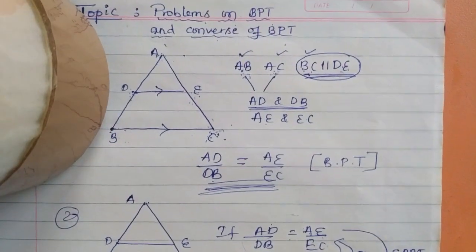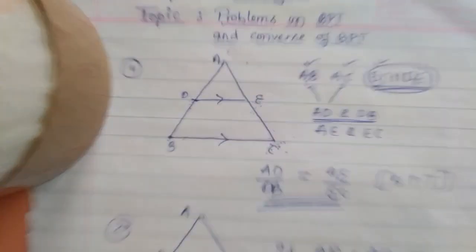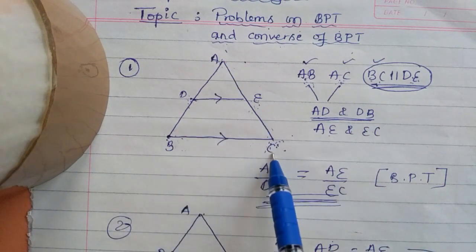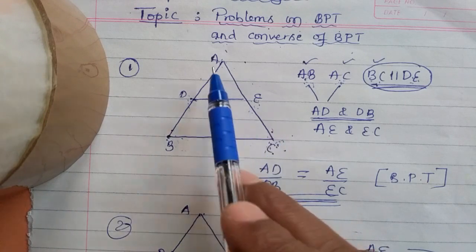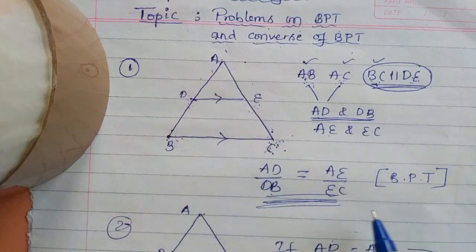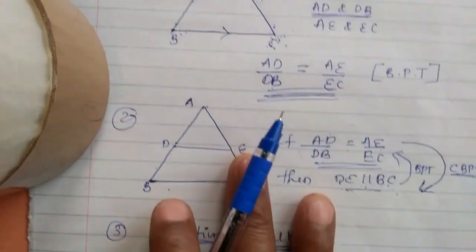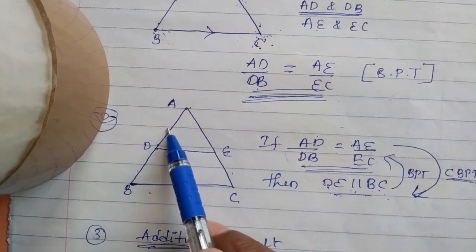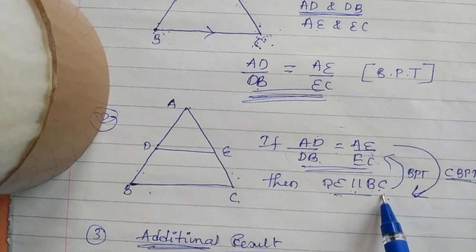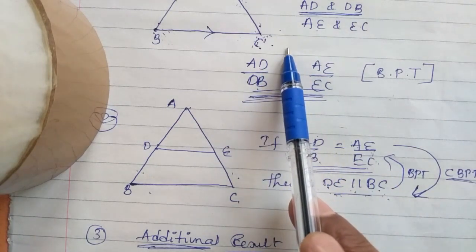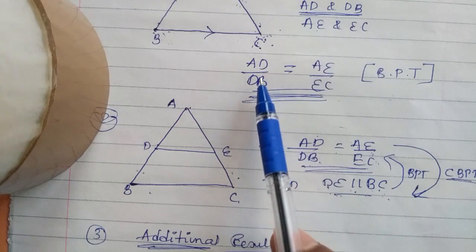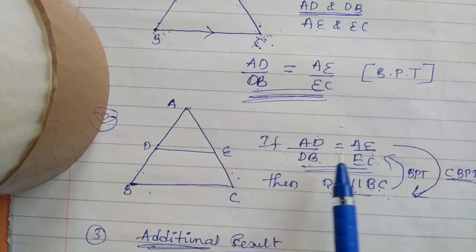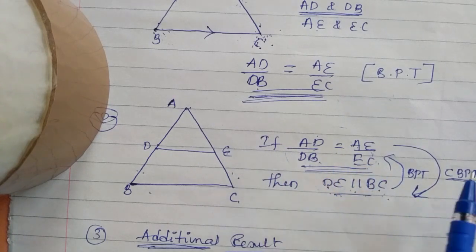So I once again repeat the three results. The first result is directly BPT. In any triangle, a line drawn parallel to one side divides the other two sides in equal ratio. That is AD by DB is equal to AE by EC. This is the BPT result. The second one is converse of BPT. In converse of the BPT, we write the BPT in reverse form. That is, already sides are in equal ratio, then lines are parallel. Here in BPT, lines are parallel, the other two sides are in equal ratio. But here the other two sides are in equal ratio, then lines are parallel, converse of BPT.